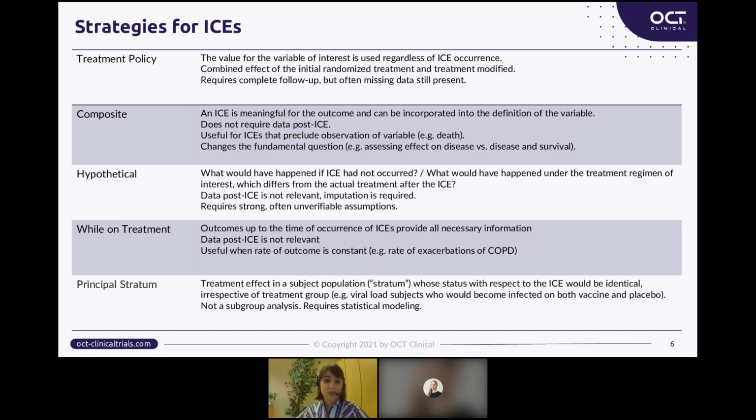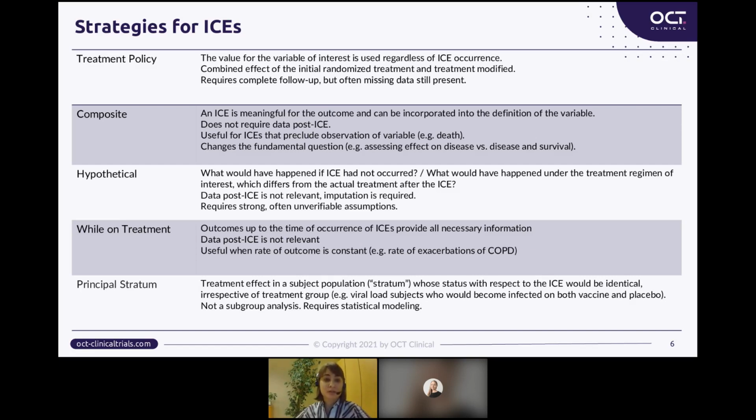While on treatment strategy may be considered when the outcomes up to the intercurrent event provide all necessary information and the duration of treatment is not important. For example, in the palliative treatment of terminally ill patients, the outcomes up to the death are relevant for estimating the effects of interest. This strategy might also be useful when the rate of the outcome can be considered constant, for example, the rate of exacerbations of COPD while on therapy. But if the treatment effect must be measured at a specific time point, it is not possible to apply the while on treatment strategy.